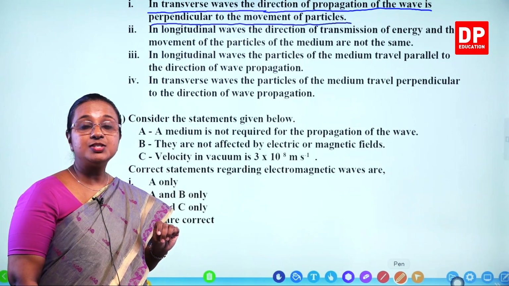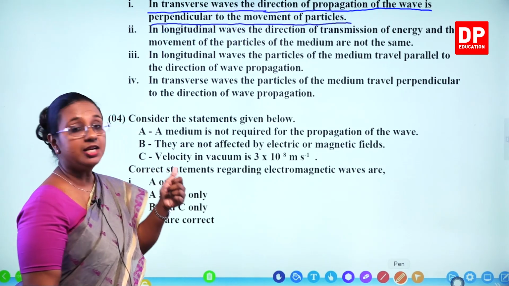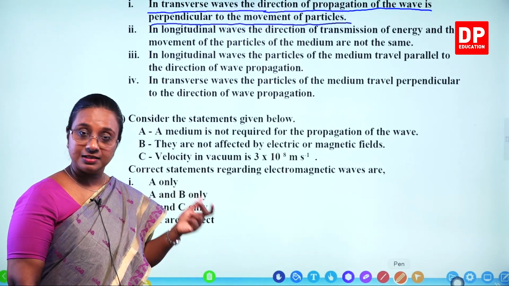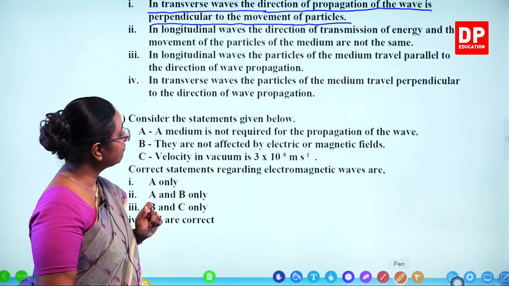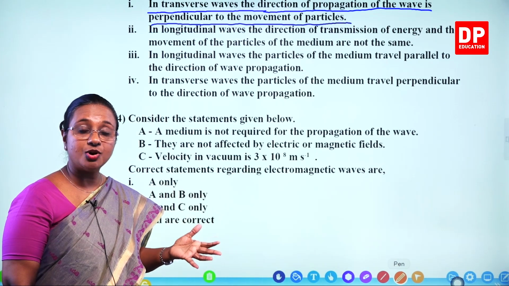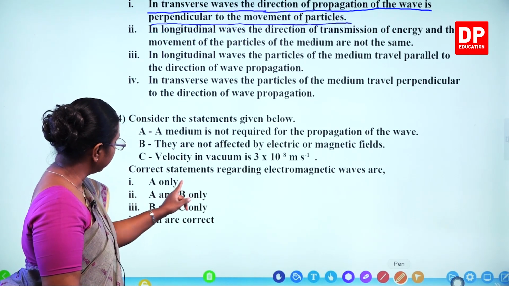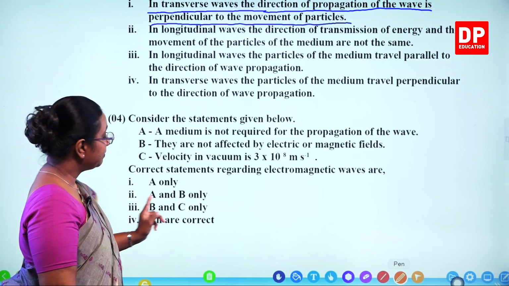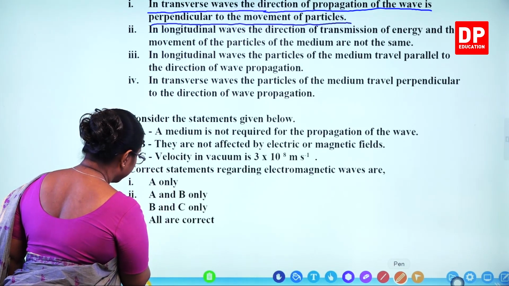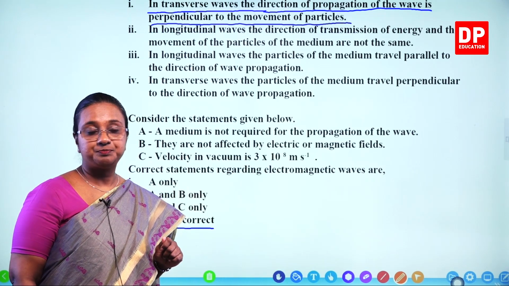There are three properties for electromagnetic waves. A medium is not required for the propagation. Correct. They are not affected by electric or magnetic fields. Correct. And the velocity in vacuum is 3 into 10 to the power of 8 meters per second. That is also correct. So if you look at the answers, A only, A and B only, B and C only, all are correct. Here, all the statements are correct regarding electromagnetic waves.